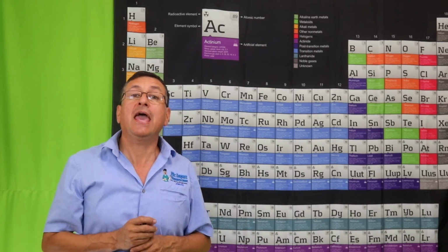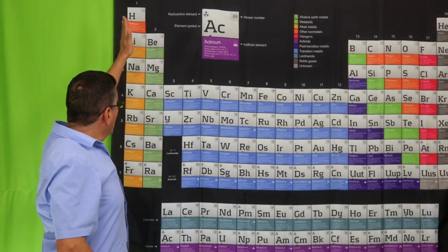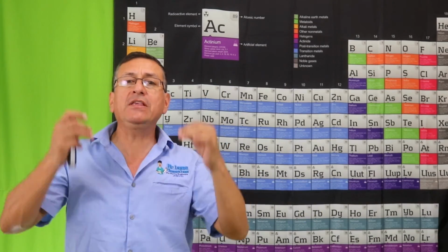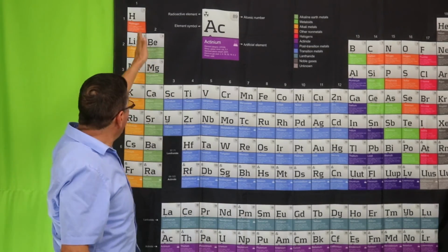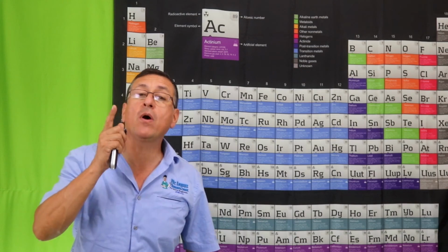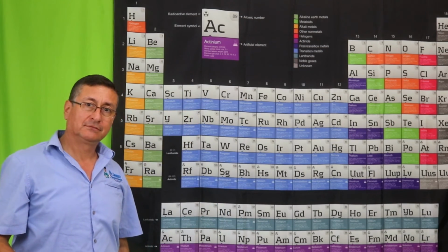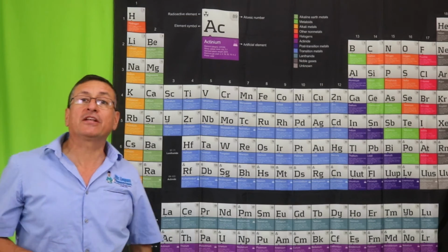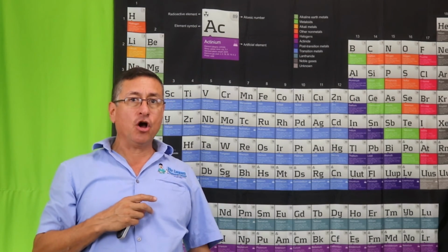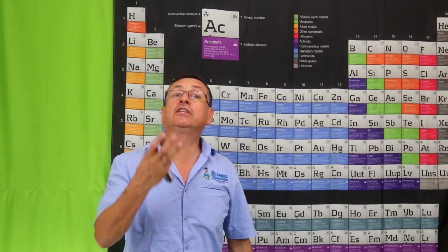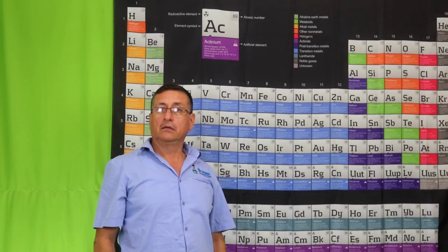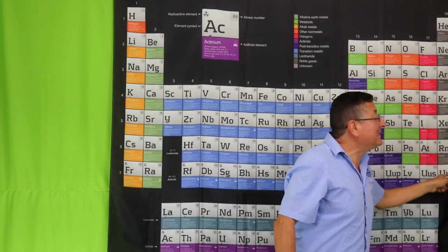There are 8 main groups. Group 1, 2, 3, 4, 5, 6, 7, and 8. Those are the principal groups. The elements located in group number 1 have only 1 electron in the last orbit. The elements located in group number 2 have 2 electrons in the last orbit. The elements located in group number 3 have 3 electrons in the last orbit. And the elements located in group number 8 have 8 electrons in the last orbit.